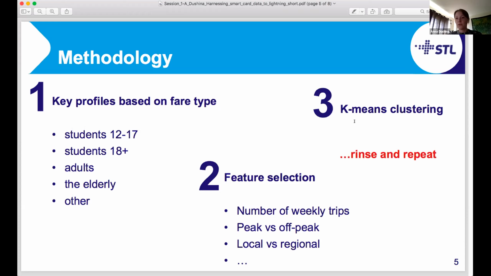For example, the average number of weekly trips per client per month, the percentage of peak versus off-peak trips, the percentage of local versus regional trips, the number of months since the very first transaction by this client on our network, and other features. And then we went on to conduct k-means clustering.